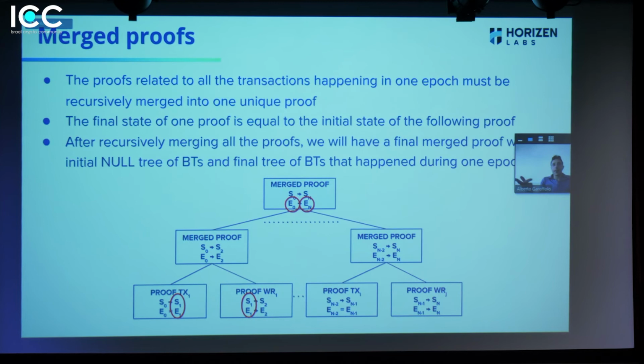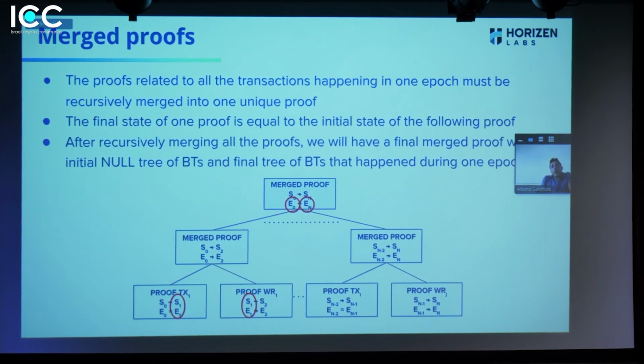And you can do it recursively, merging all the proofs. So you saw it from TX1 and withdrawal request one. So we have a first merged proof, but you can do it for all the others. And you can end up recursively with a unique proof for the whole epoch.